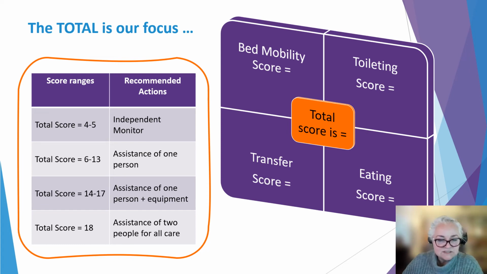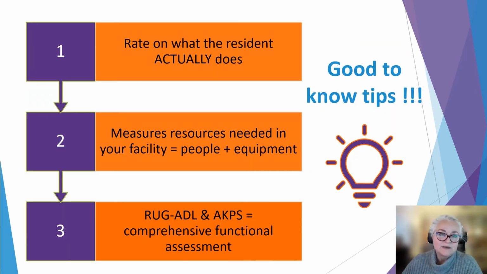We become very interested in the scores after 14 because that then is telling us that there are some significant changes happening to the resident. So the key points about the RUG-ADL is that it rates what the resident is actually doing and therefore the support that they actually need to manage their activities of daily living. Therefore, it measures all the resource requirements that are happening in your facility around people and equipment required to meet those activities of daily living and care needs of the resident.